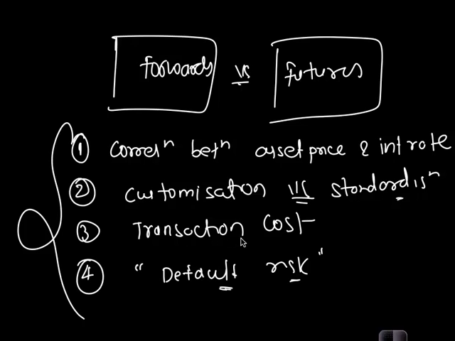Transaction cost in case of forwards is expensive, in case of futures is cheaper. Right? Because in forward we have a dealer, whereas in future we will have a broker, which is through an exchange.